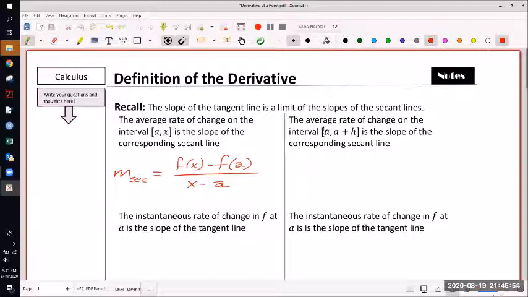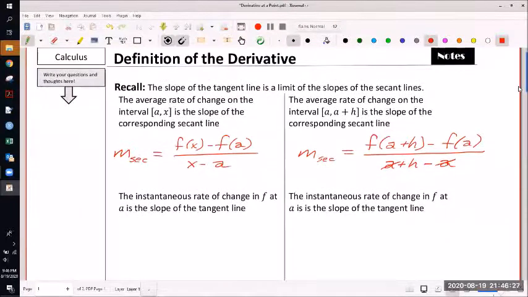Over here, we use slightly different letters to represent the left and the right endpoints of the interval. The slope of the secant line here, similarly, would be the y value evaluated at the right side of the interval, f of a plus h, minus the y value evaluated at the left side of the interval. And then we would have the x2 minus x1. In this case, the two a's would cancel out, leaving us with just the h.